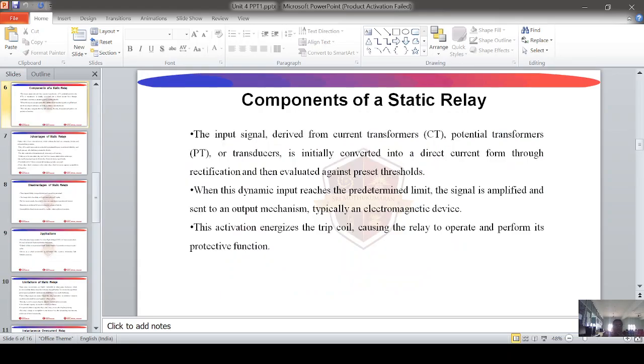Components of static relay. The main components include current transformer, potential transformer, rectifiers, and the measuring unit. The input signal is taken from the power system. The rectifier converts the AC signal into DC form, and the processed signal is then analyzed for fault detection.